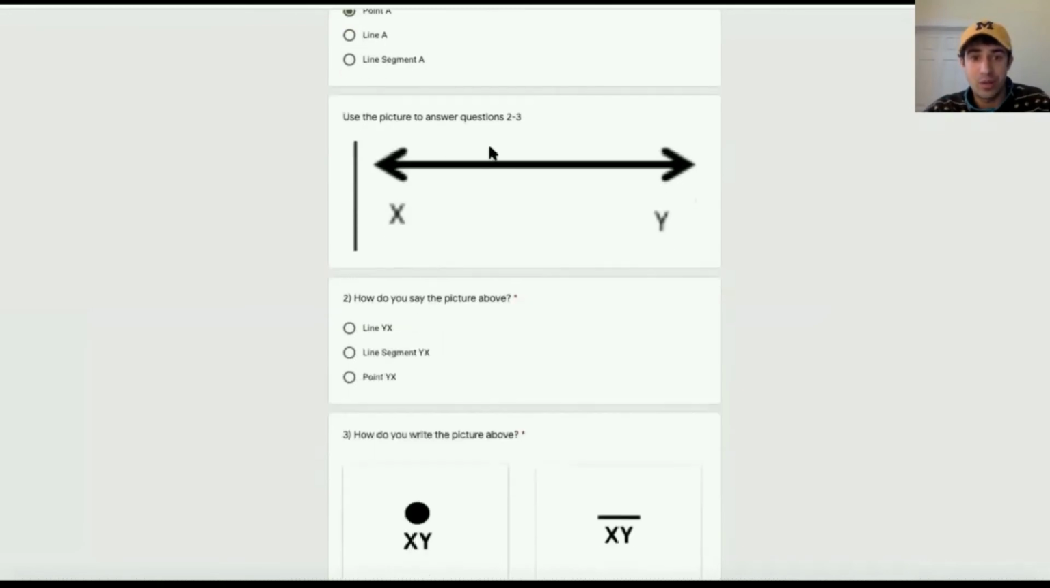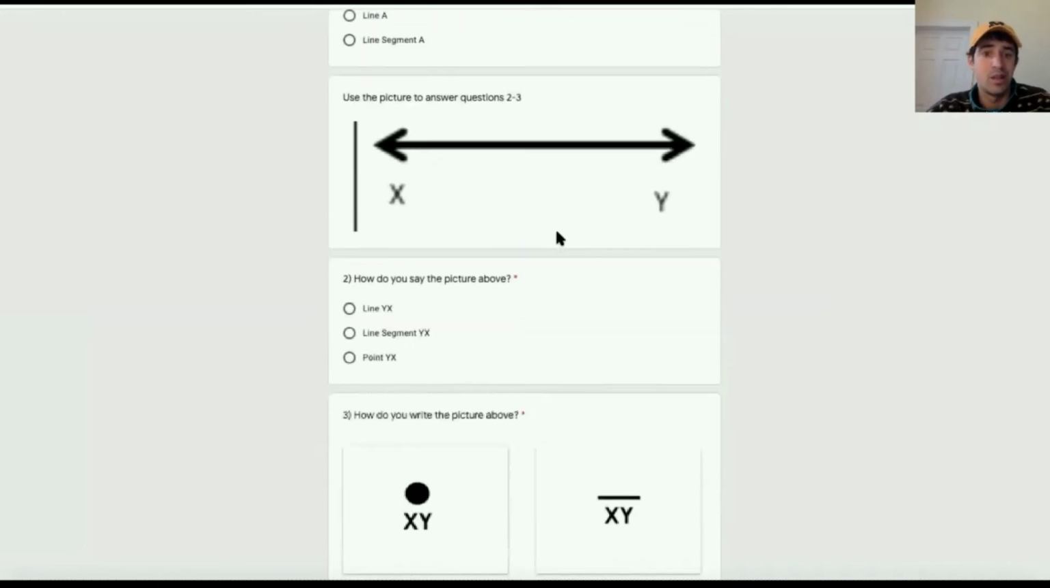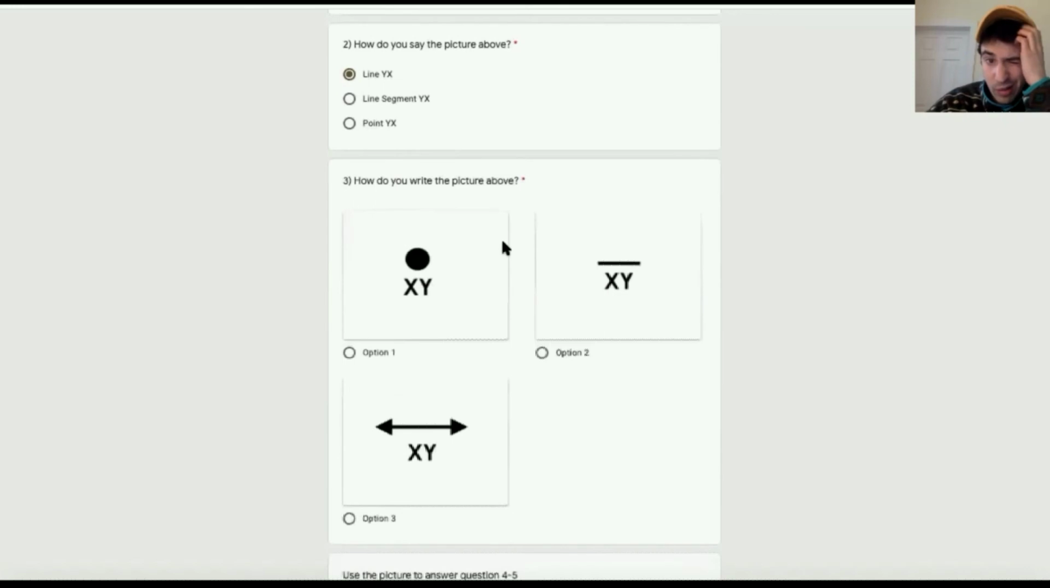Now I have this next picture with two arrows labeled X, Y. It's going to ask, how do you say this picture? Well, I have X, Y, and it's a line that goes on forever, which makes it just a line, not a line segment. So I would label this line YX. You could also label it line XY. You could do either one. And how would you write out this picture? Since it's a line that goes on forever, I need to use those arrows going forever. So I would make sure I find the line XY with the arrows going on forever, like option 3.